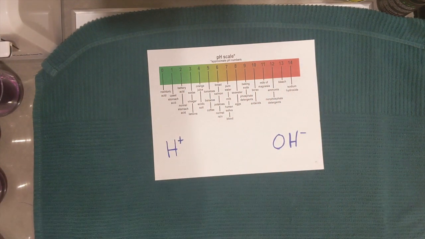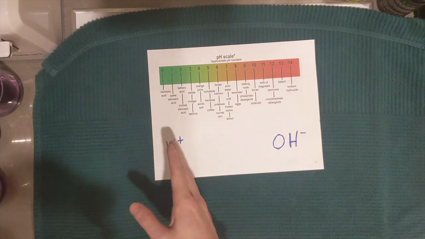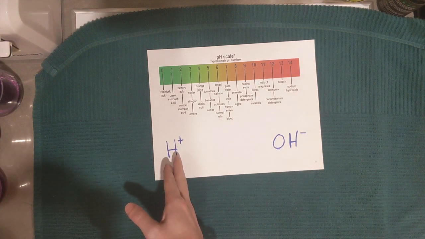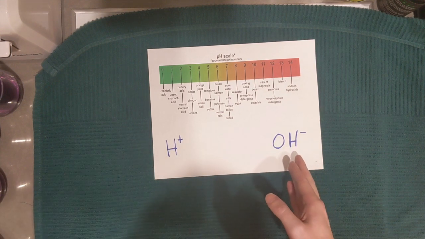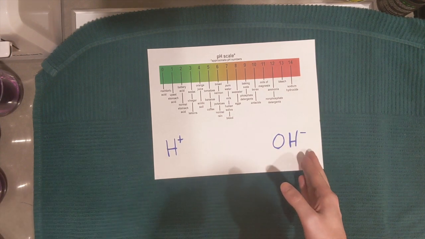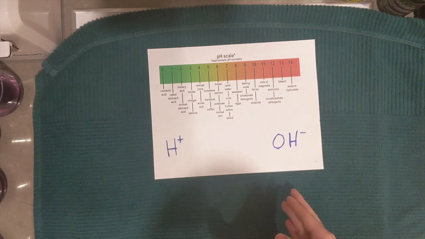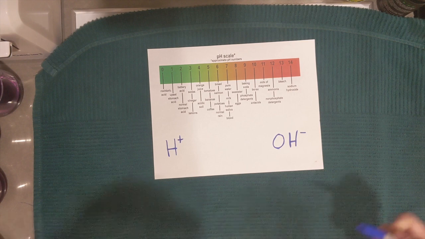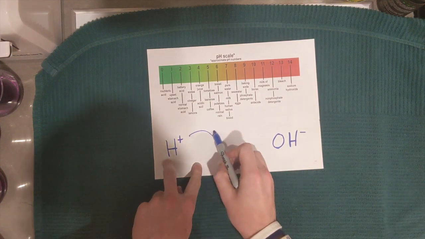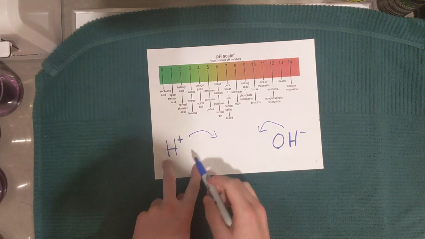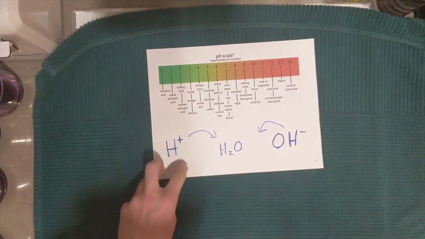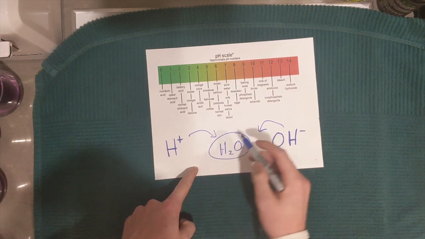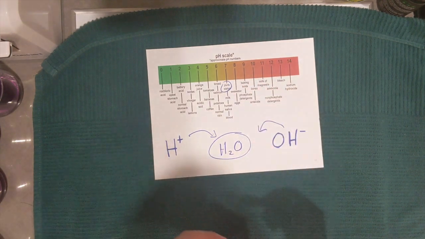And we know from our lesson yesterday that an acid is something that releases H plus ions, and a base is something that releases OH minus ions. So they're kind of in a balance, because what happens when we combine H and OH? We get H2O, water, pure water, 7.